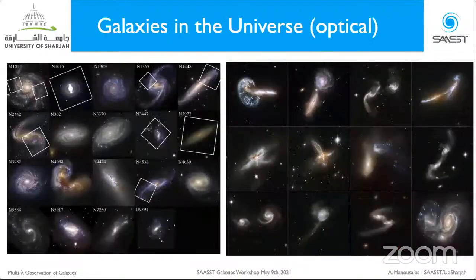However, on the right panel, you can see something that we haven't discussed yet. And this is the interacting galaxies. As Marwan asked, our galaxy is on a collision course with the Andromeda galaxy, and the collision will eventually happen. So what is going to happen in this collision?